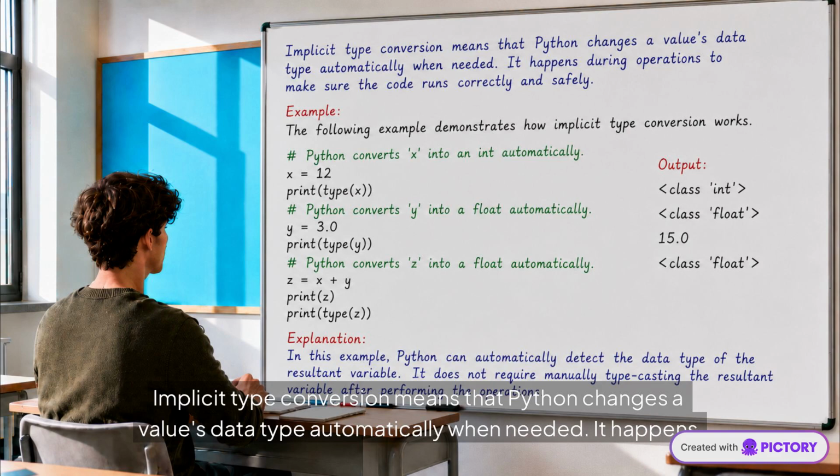Output. <class 'int'>, <class 'float'>, 15.0, <class 'float'>. Explanation. In this example, Python can automatically detect the data type of the resultant variable. It does not require manually typecasting the resultant variable after performing the operations.